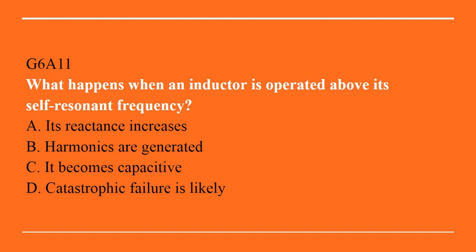G6A11, what happens when an inductor is operated above its self-resonant frequency? A. Its reactance increases, B. Harmonics are generated, C. It becomes capacitive, or D. Catastrophic failure is likely? Answer is C. It becomes capacitive.